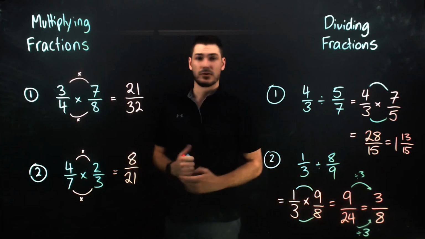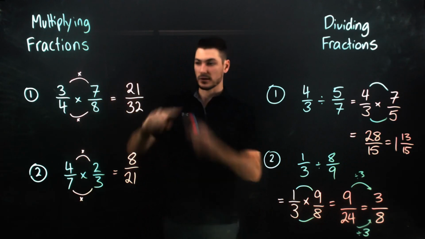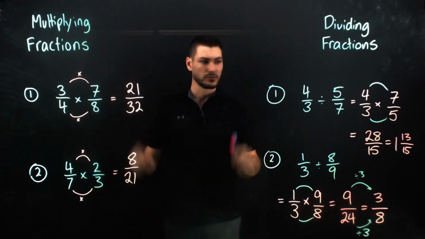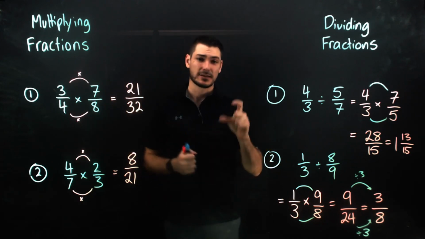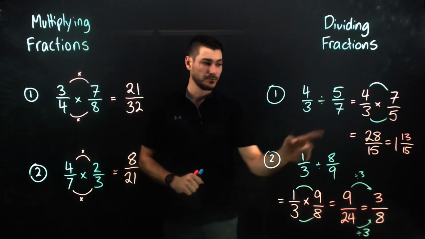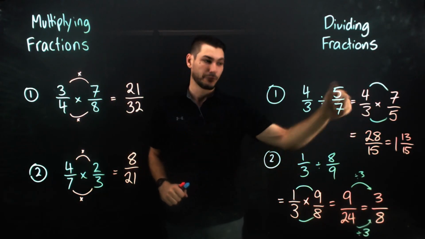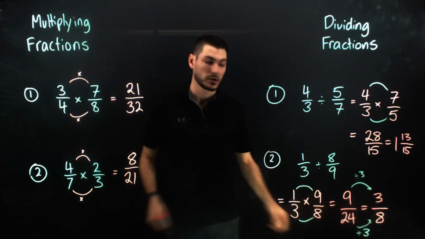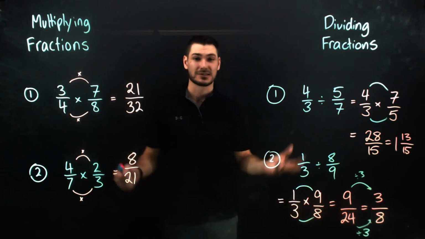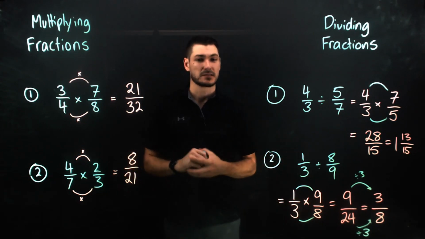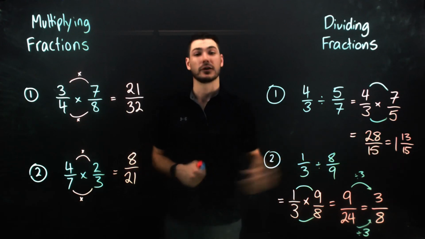Alrighty, so the only takeaways are, when multiplying, multiply the tops, multiply the bottoms. When dividing, change the division symbol to a multiplication sign, so from here to here, and flip the second fraction at the same time so it works. And then follow your same fraction processes as before with simplification or converting to mixed numbers.